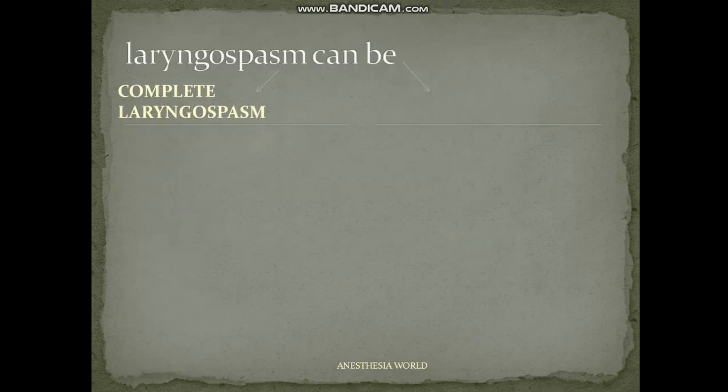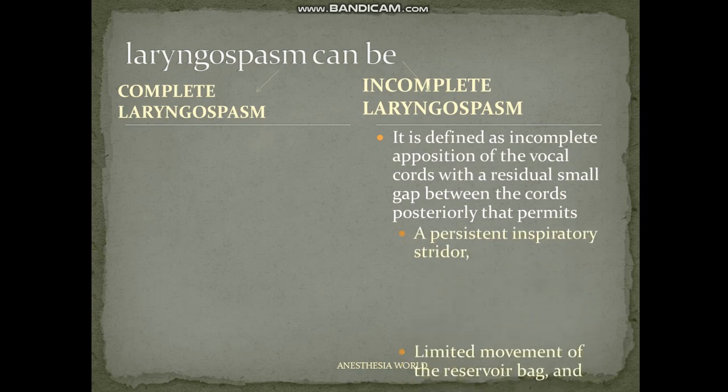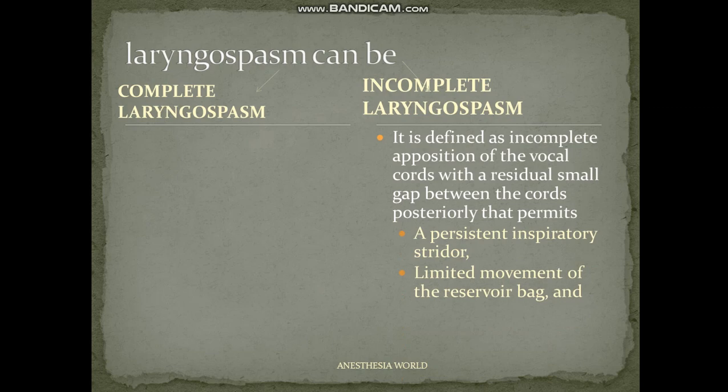Laryngospasm can be complete or incomplete. Incomplete laryngospasm is defined as an incomplete apposition of the vocal cords with a residual small gap between the cords posteriorly that permits a persistent inspiratory stridor, limited movement of the reservoir bag, and a progressive increase in respiratory effort. Complete laryngospasm is the complete closure of the vocal cords.